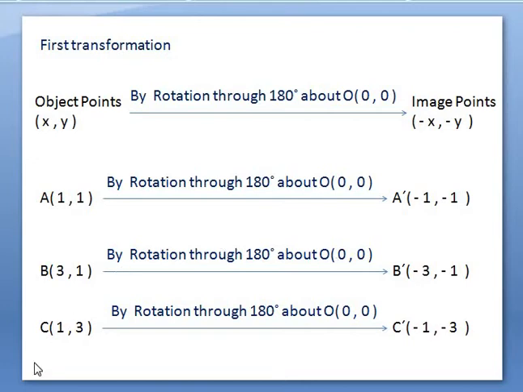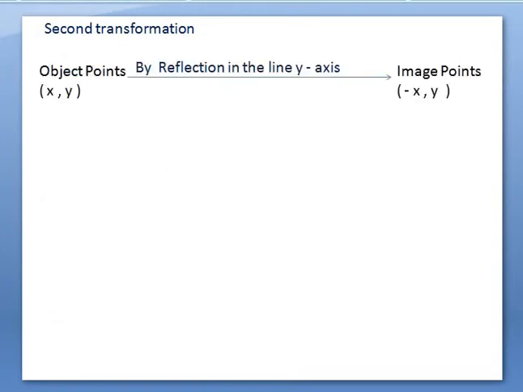another transformation, that is, a reflection in the y-axis. We now have the second transformation. Writing the second transformation's formula: the object point (x, y), under reflection in the y-axis, has the image point (−x, y).